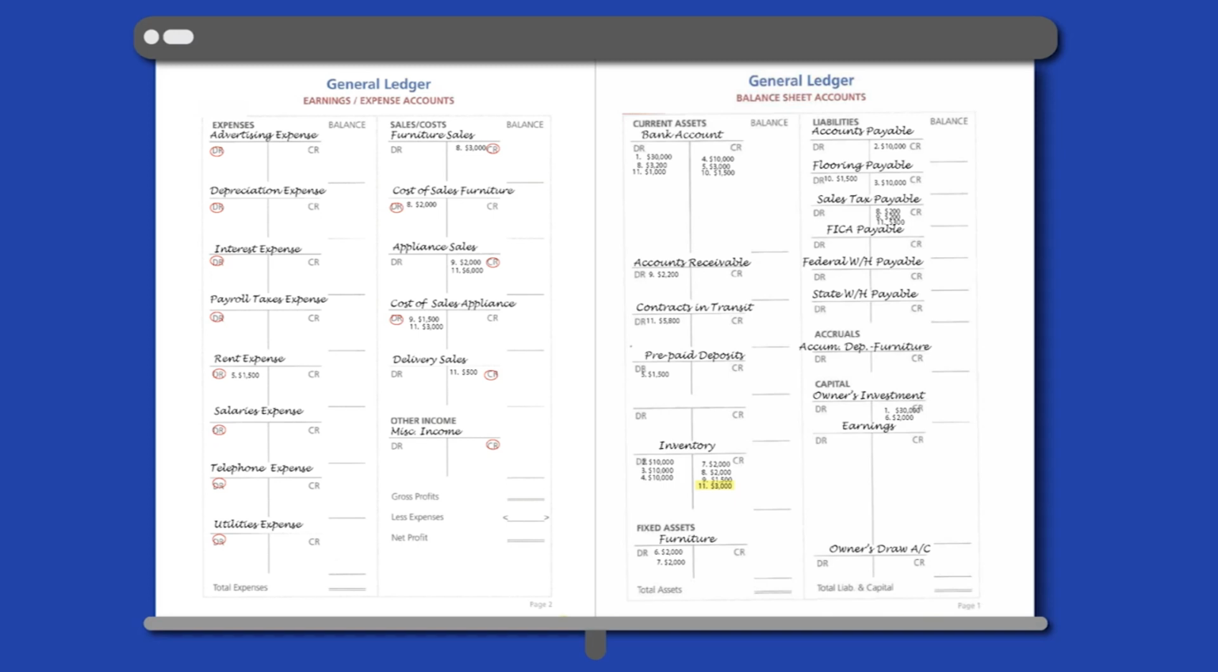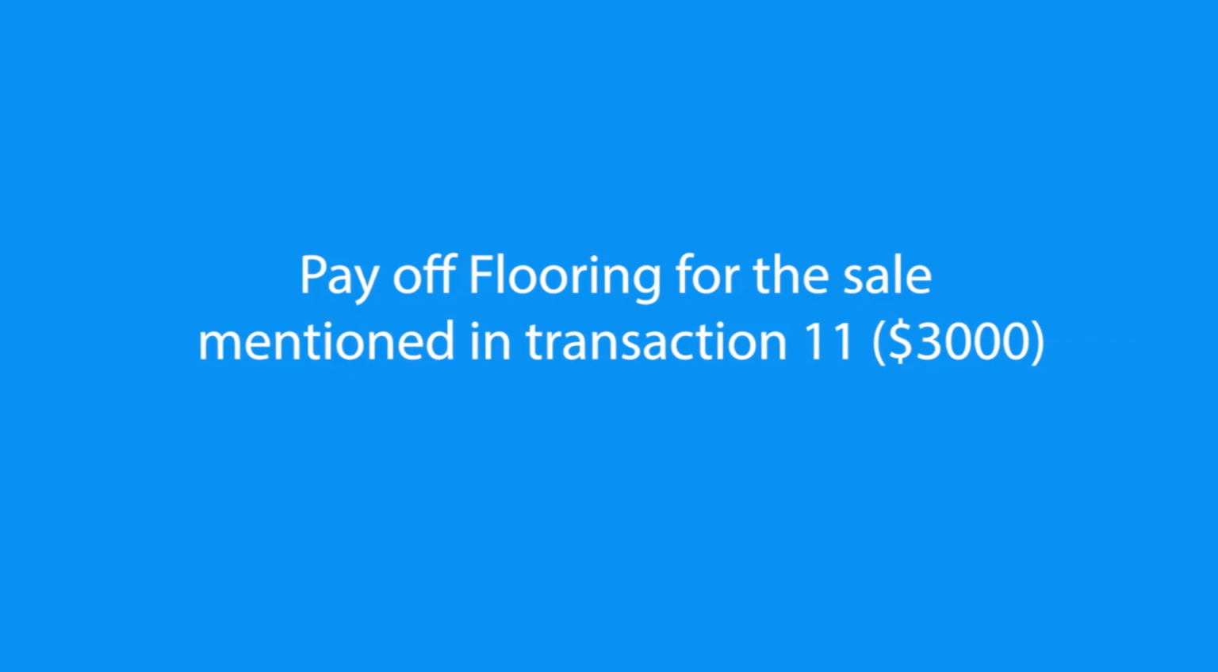Let's do one more and then we'll take a break. Number 12. This also was one of the items that we had on flooring, so we need to write the check to pay off the flooring. It's number 11. So remember that one thing. We're going to write a check to pay off the flooring on that transaction we just prepared. Okay?